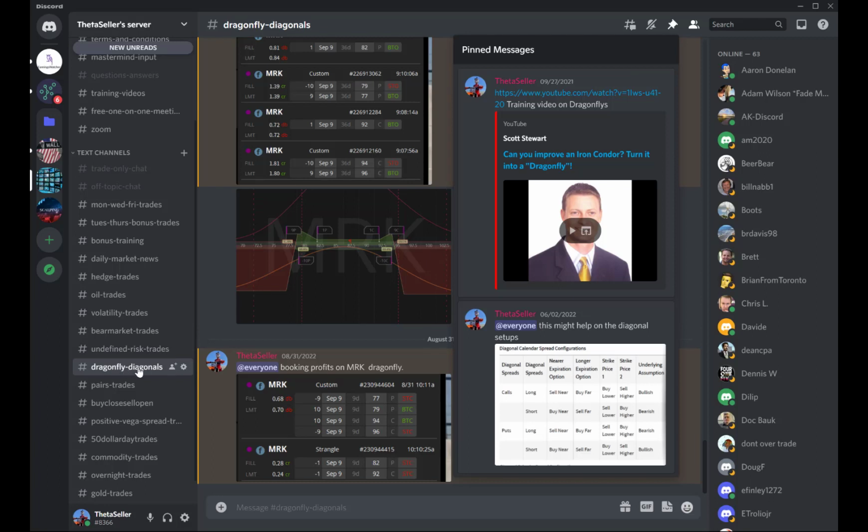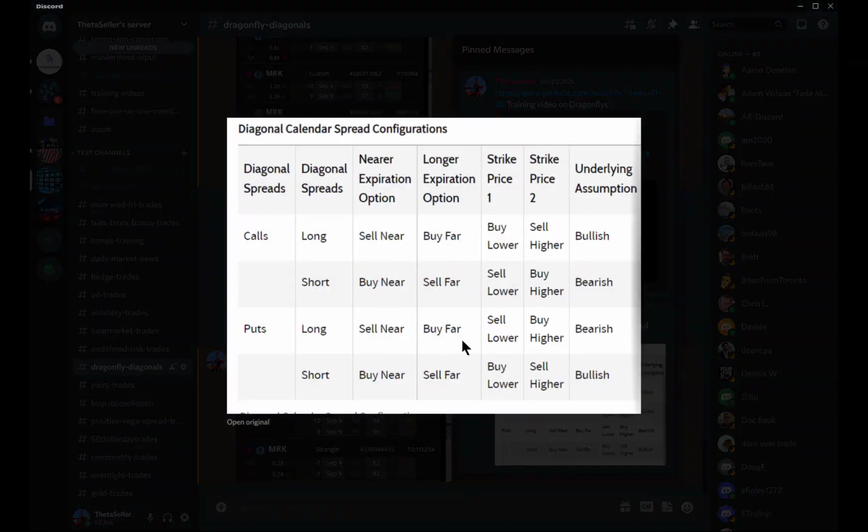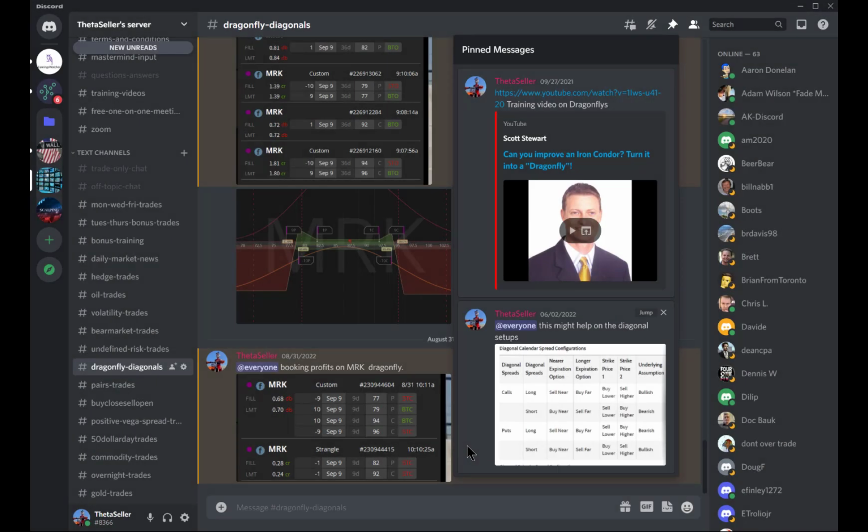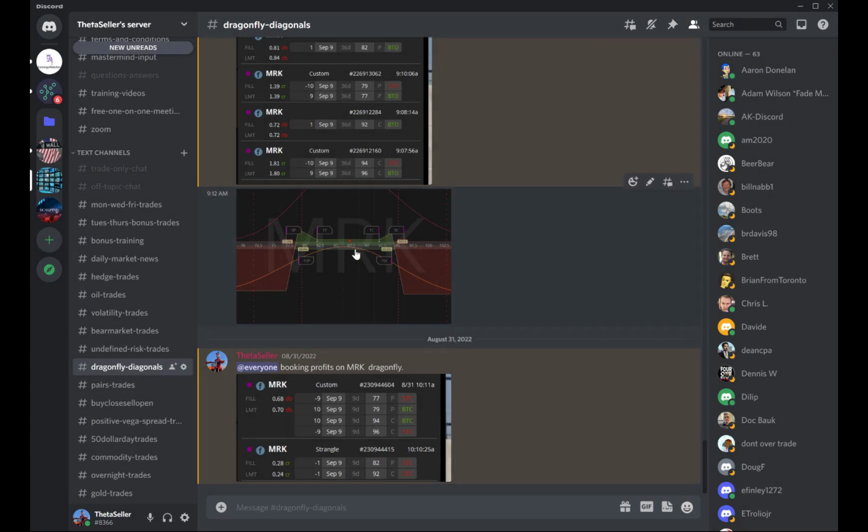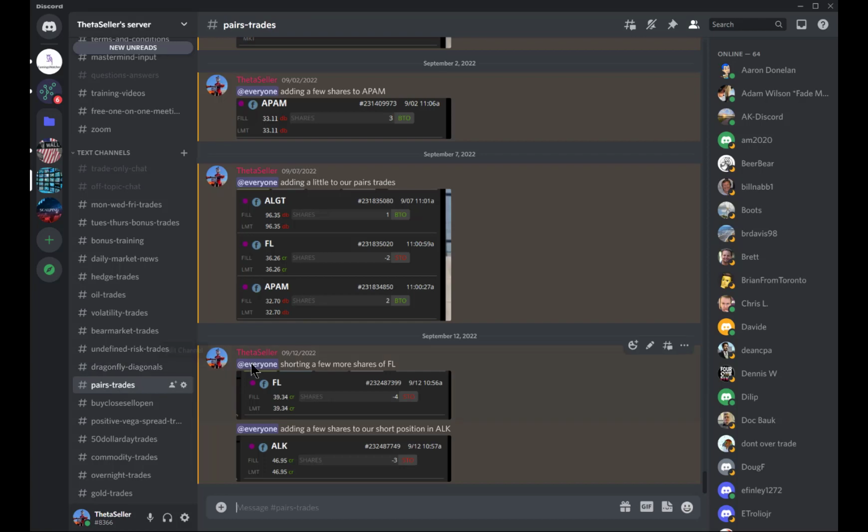Now, in this channel as well, we also do diagonals, double diagonals. Dragonflies and double diagonals are some of my very favorite trades. We haven't been able to find very many calendar or diagonal trades that work really well in this current market condition. But there is a little cheat sheet there for you about how we do that. Okay, so again, go to the top, hit that pin, and you'll get the training modules for our dragonflies and our diagonals.